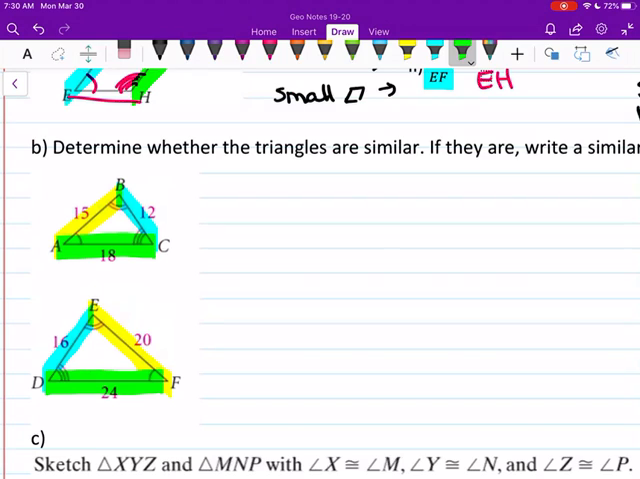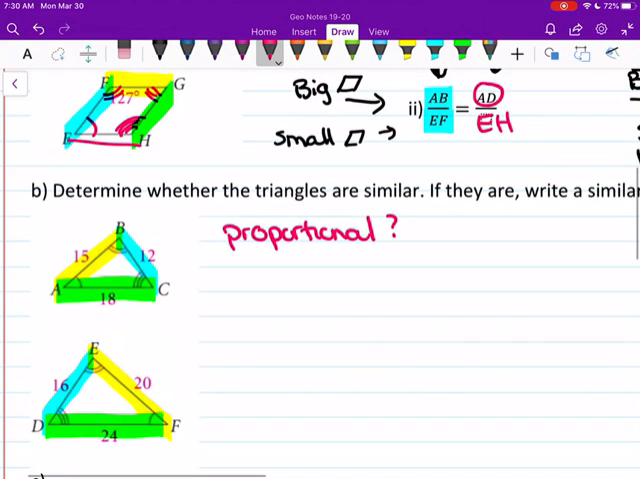These do not have the same orientation like my previous example. So sometimes you have to look and make sure you're talking about your correct corresponding angles. All right, so are they proportional, right? That's our question, proportional. Just like we did in the previous example, I had a fraction that talked about the big one to the small one, right?